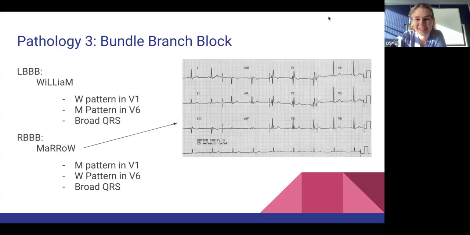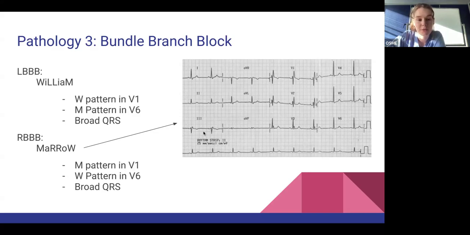So I always find this really difficult to see, but this is what they tell you. So left bundle branch block allegedly looks like a W in V1 and an M in V6. So that's why it says William, because WiLLiaM. The QRS is broad, as it is for right bundle branch block, which is the MaRRoW part of William Marrow, an M pattern in V1, which you can see here, and a W in V6.